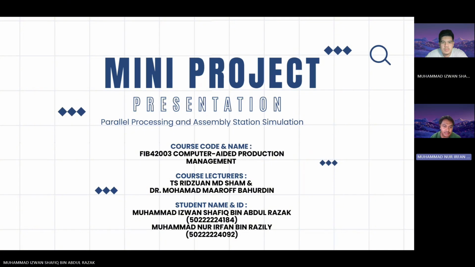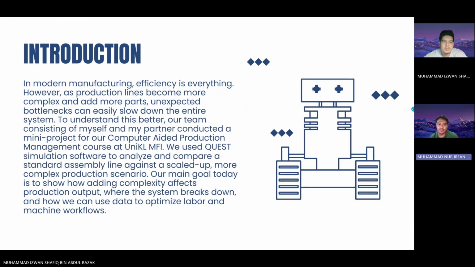So we will do our mini project presentation for parallel processing and assembly station simulation. Introduction: in modern manufacturing, efficiency is everything. However, as production lines become more complex and have more parts, unexpected bottlenecks can easily slow down the entire system. To understand this better, our team, consisting of myself and my partner, conducted a project for our computer-aided production management course.